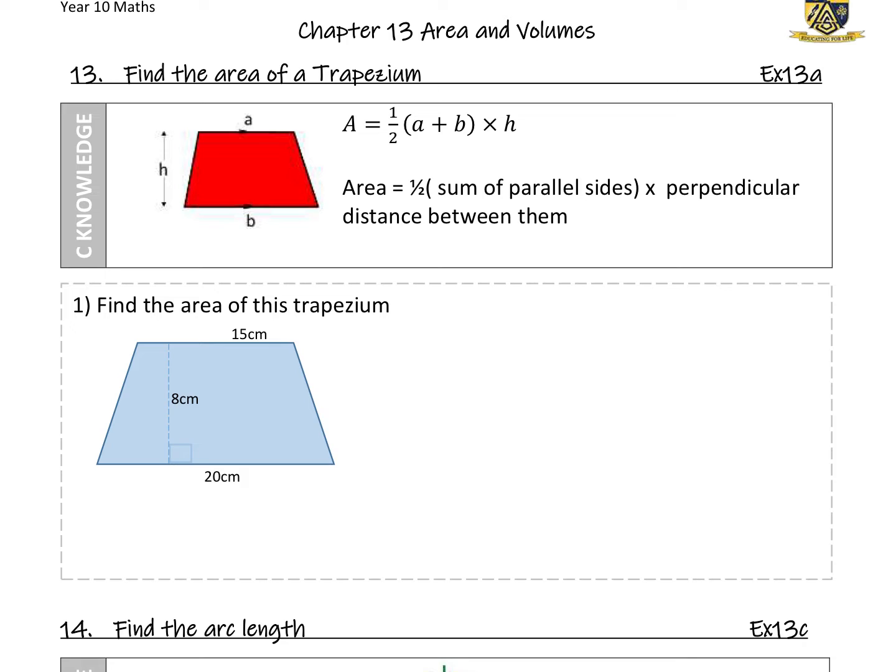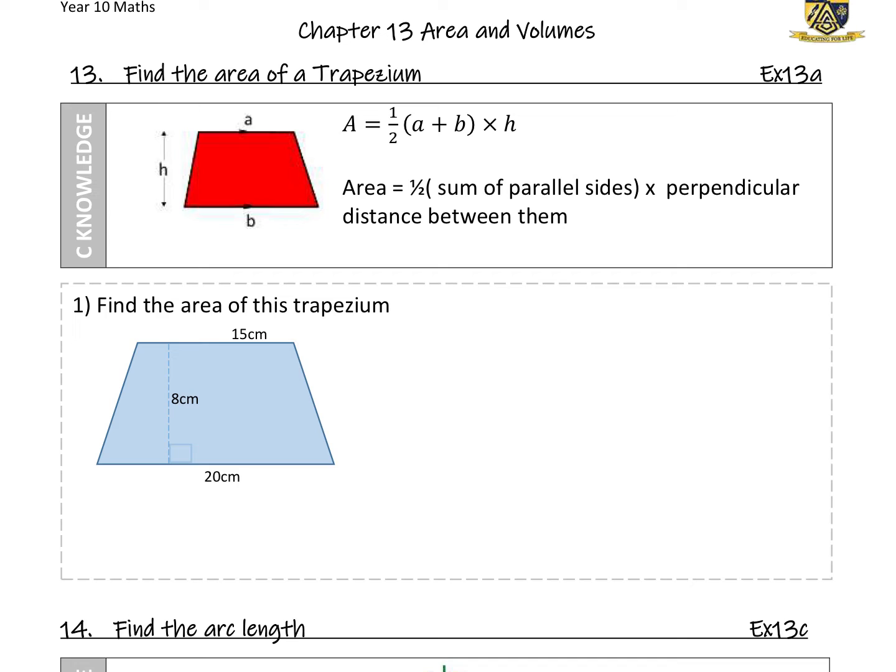To find the area of a trapezium, you have to do half multiplied by a plus b multiplied by h. Now what do these mean? I nearly gave it away there. A and b are the parallel sides of the trapezium, and h is the height, the perpendicular height.